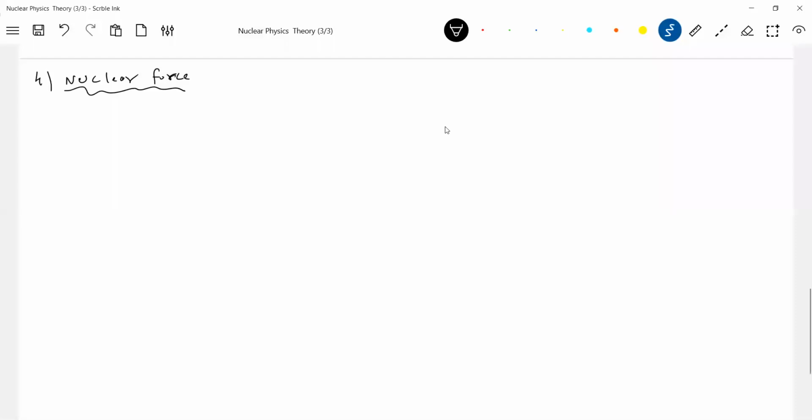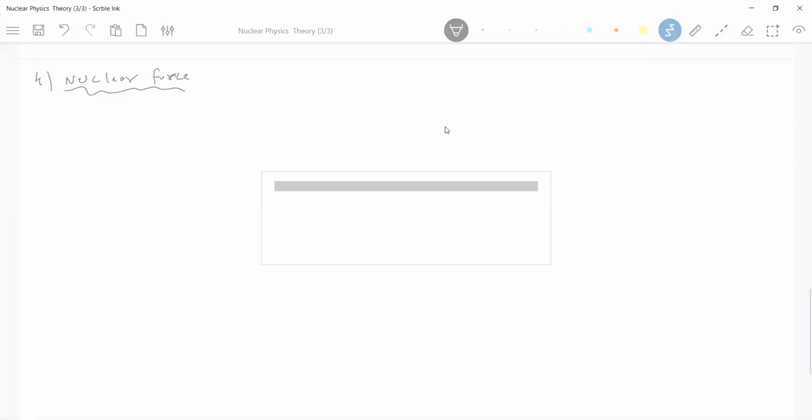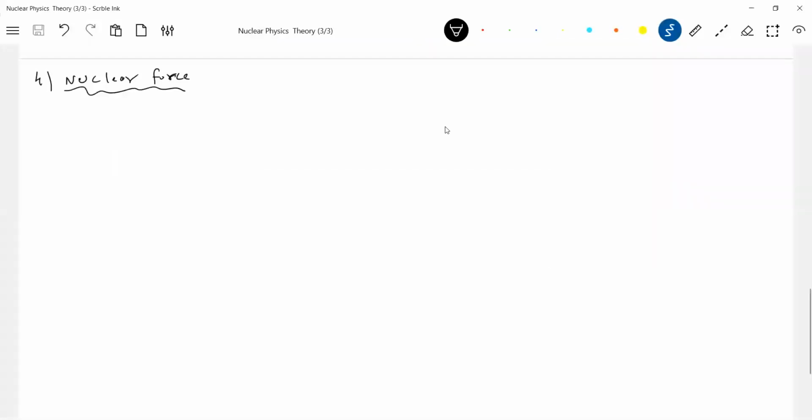Nuclear force. So, two protons. To make you understand, suppose these are the two protons. The nuclear force is not like Coulomb's law, a line force that acts along the line joining the particles.